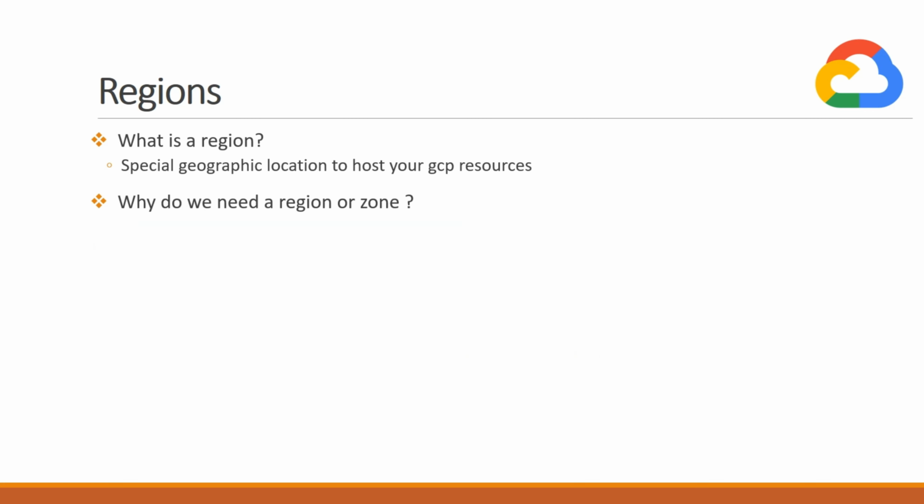Now, the next question that comes to mind is why do we need a region or zone? Basically, we need more than one region. As you know, GCP offers its services in more than 35 regions, but we are not going to host our website in all the regions. Let's suppose I'm going to build a website across 3 countries, let's say Delhi, UK, and US, and I'm going to host my website in the Delhi region only.